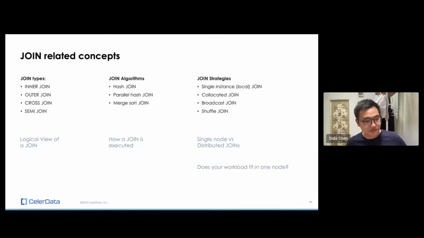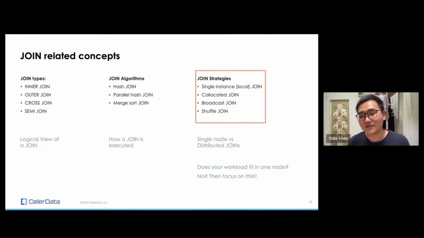And here I want to ask you a question. Does your workload, your OLAP workload, fit in one node? The answer is probably no, right? And a join happens to be one of the most expensive operations you can write with a SQL query, right? So if your answer is no, then we need to focus on the join strategies, because all of the others, especially the join algorithms, only associate with one node, right? And the join strategy is the one we're going to focus on in this section.